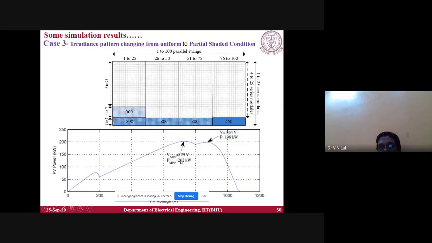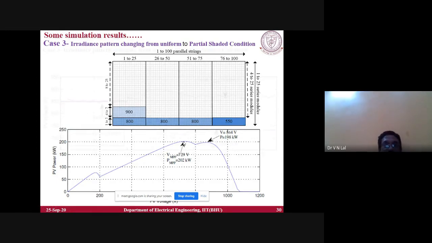The global peak is at 729 volt. The difference in voltage is very high. Just see, 792 volt, 864 volt is the local peak. Why is this a local peak? Because the power is 198, which is less than 202 kilowatt. The power difference is small, but the voltage difference is too large. This one is the global peak. So to operate at the maximum power point, the maximum power point tracker should track and reach this position.